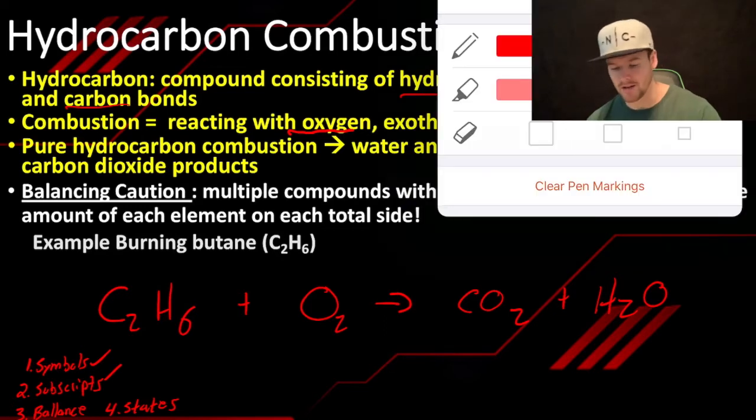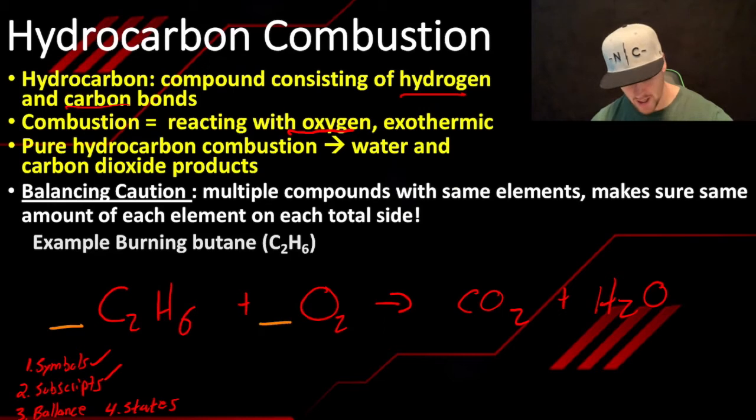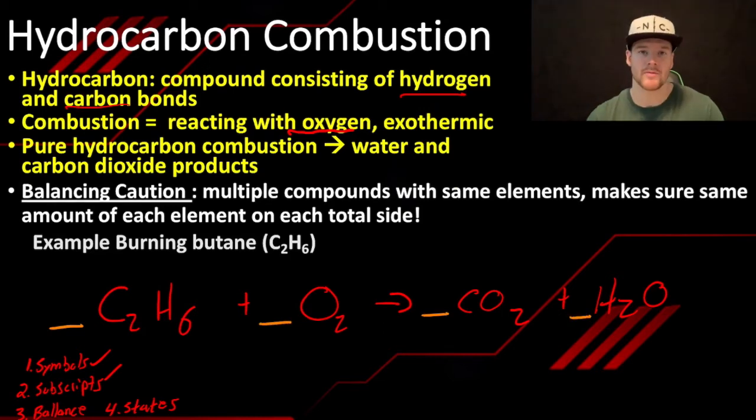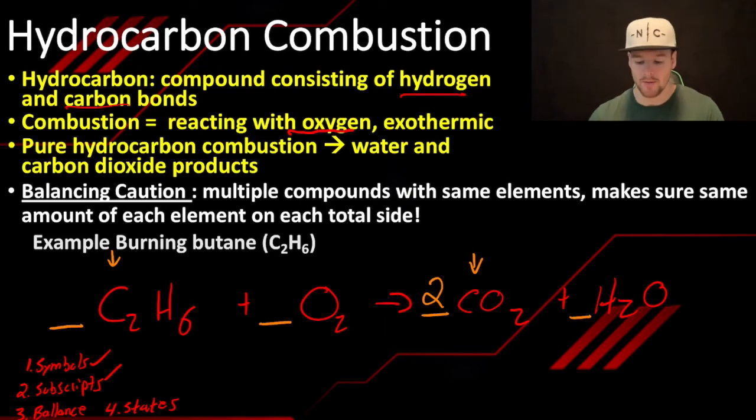Now I'm going to balancing. I'm just going to switch to orange here so it's a bit easier to see. I'm going to put my blanks in front here so we can fill them out. So I will go left to right here. Let's start with the carbons. There are 2 right here. So to get 2 over here, I need to put 2 in front. Two carbons.